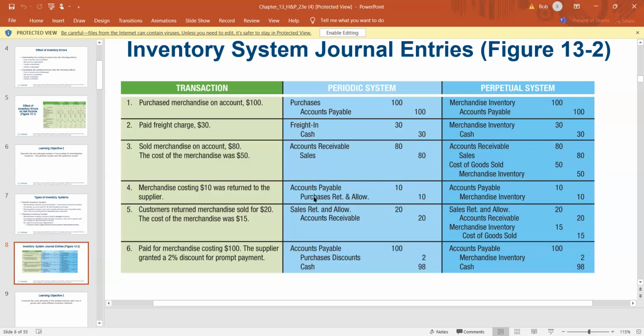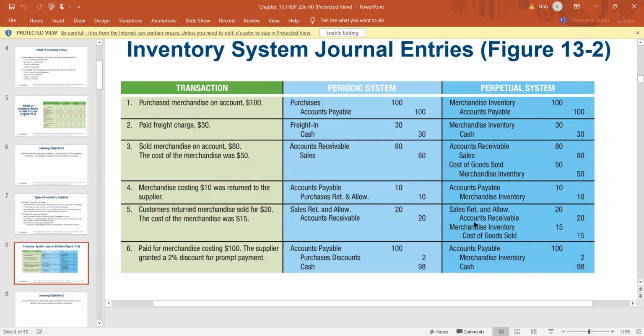Here we have, what was this? This is, we return something to the supplier. Remember I said, wherever you see the word purchases, change it to merchandise inventory for this method. Sales returns and allowances are the same exact transaction.